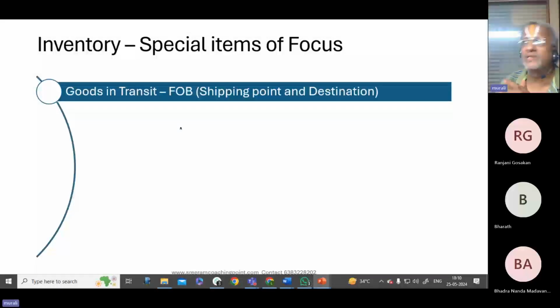Sometimes what will happen is free on board destination. So it is not at the place of the vendor, and it is free until the stage it is delivered to the buyer. If the vendor takes up the responsibility, revenue will be recognized only upon delivery. Until such time, it will be goods in transit in the books of the vendor and not in the books of the buyer. So you have to be a little more careful.